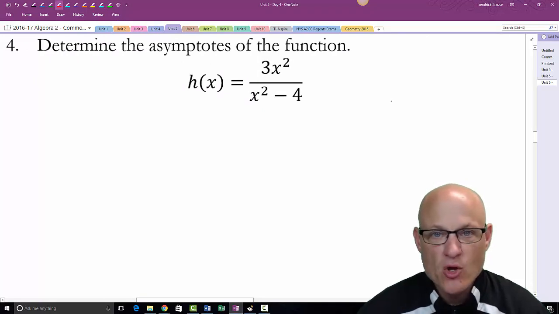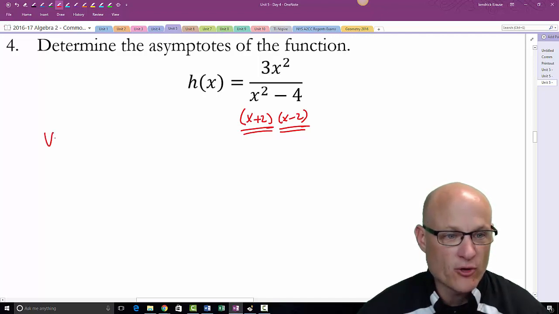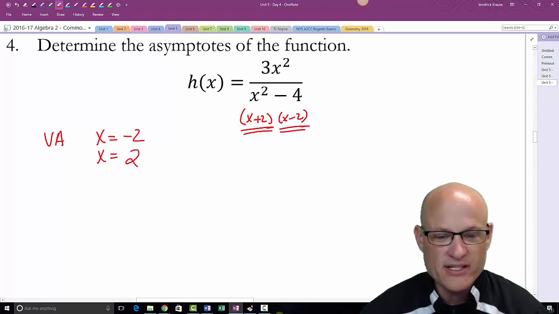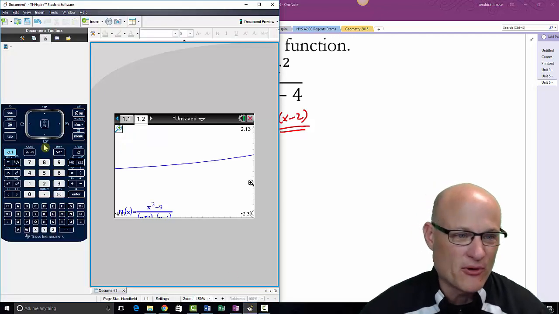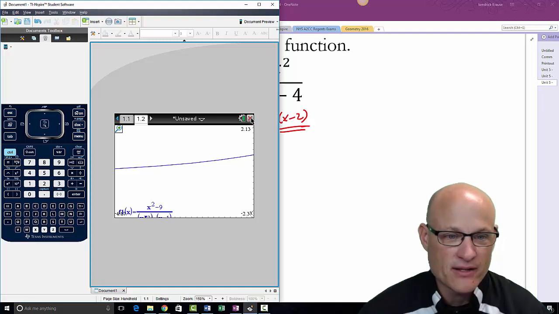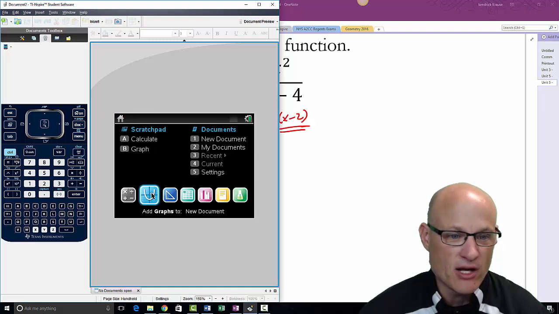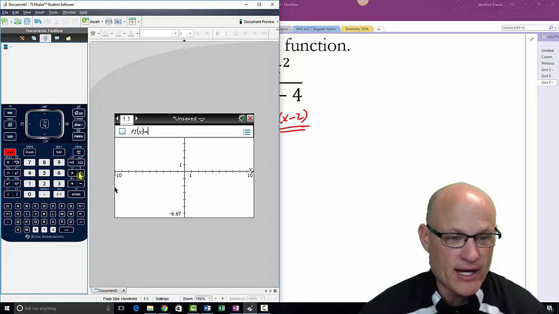All right, so what are my restrictions on the domain? x plus 2, x minus 2. So I would expect an asymptote at these two places. Those would be vertical asymptotes, x equals negative 2 and x equals positive 2. But since I had that problem before, I'm going to try again. Get out of this, don't save it. Go back into graph mode and let's just check.